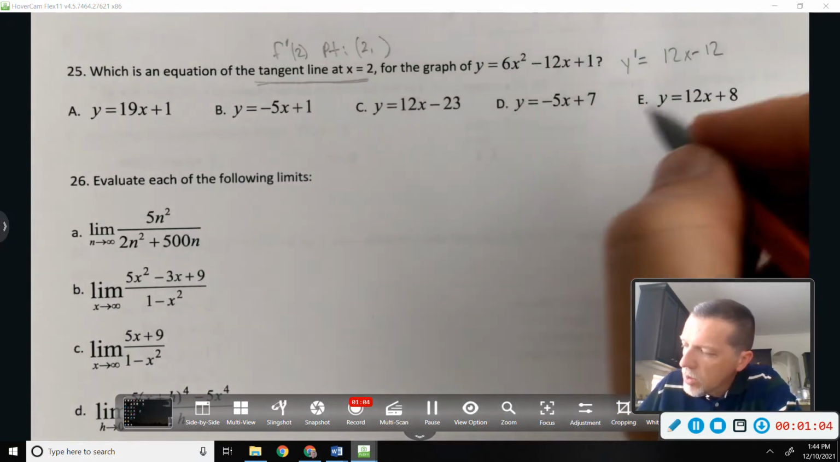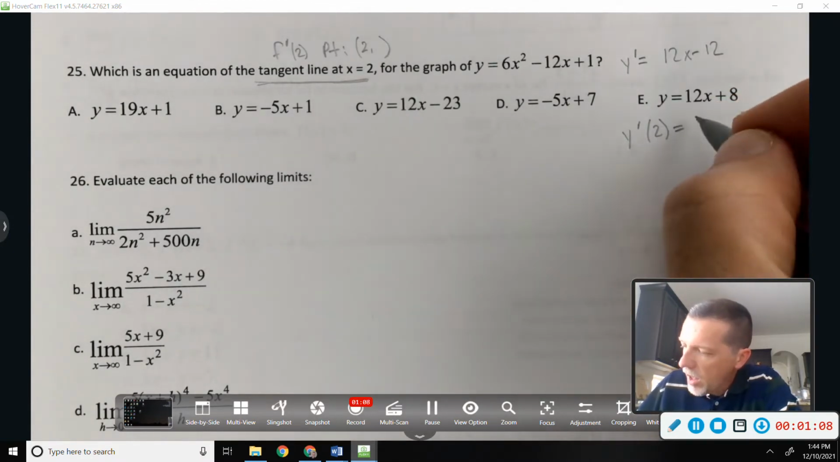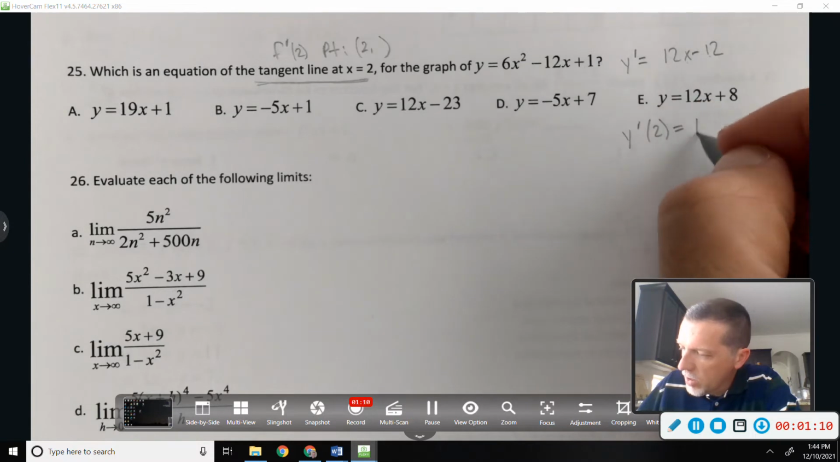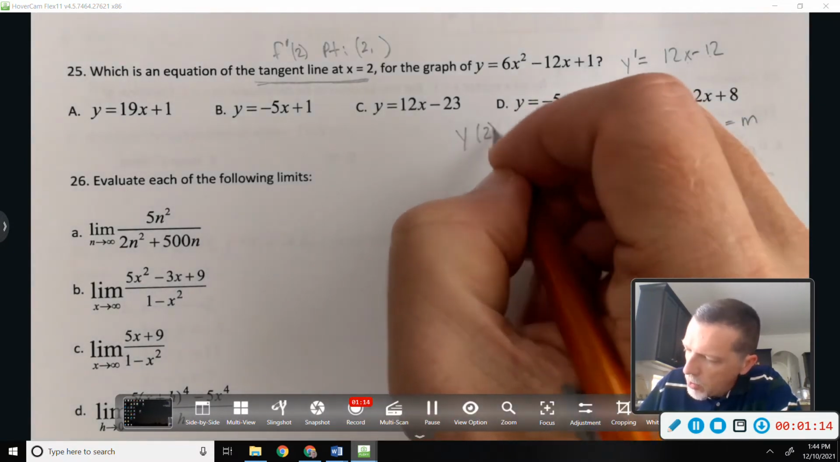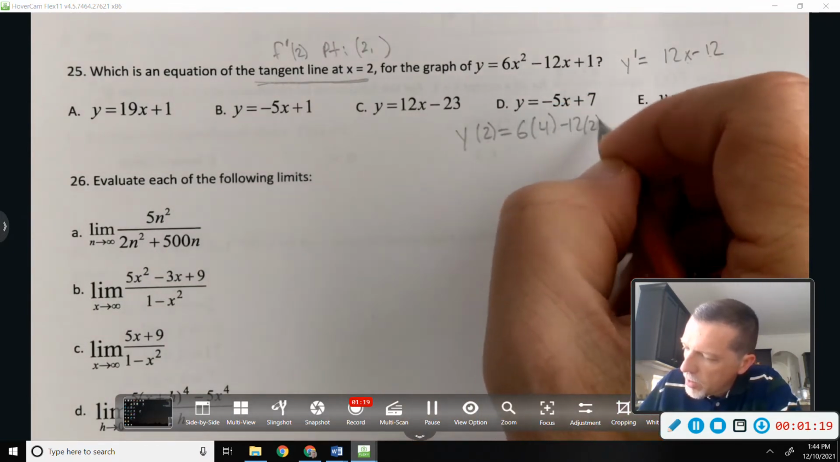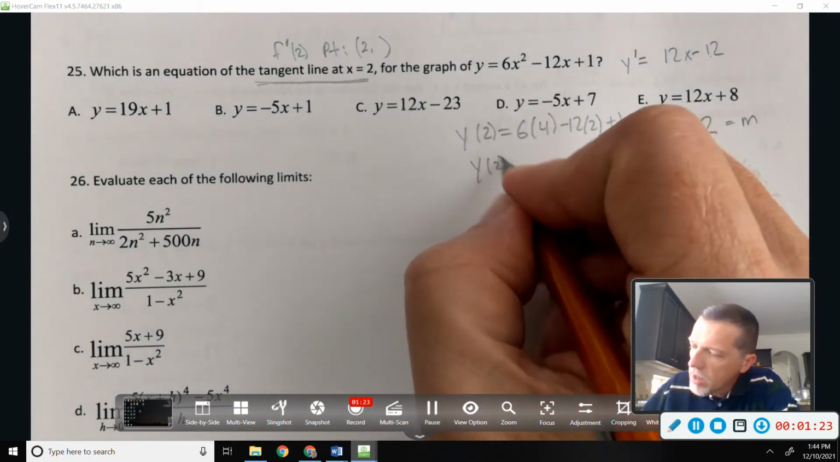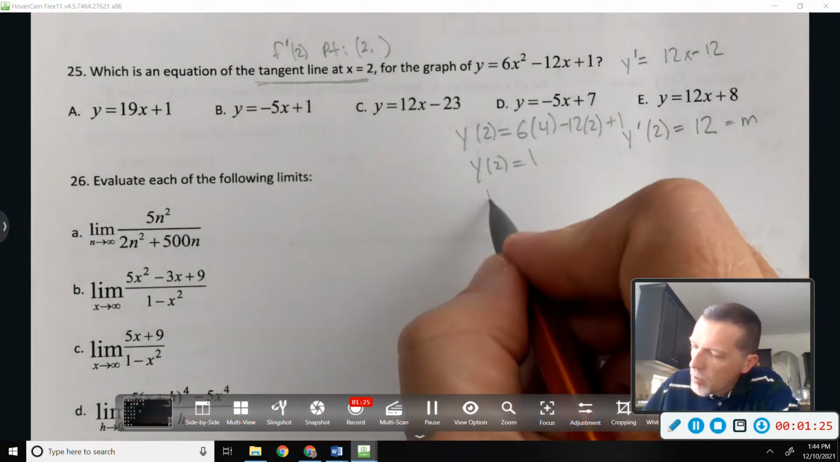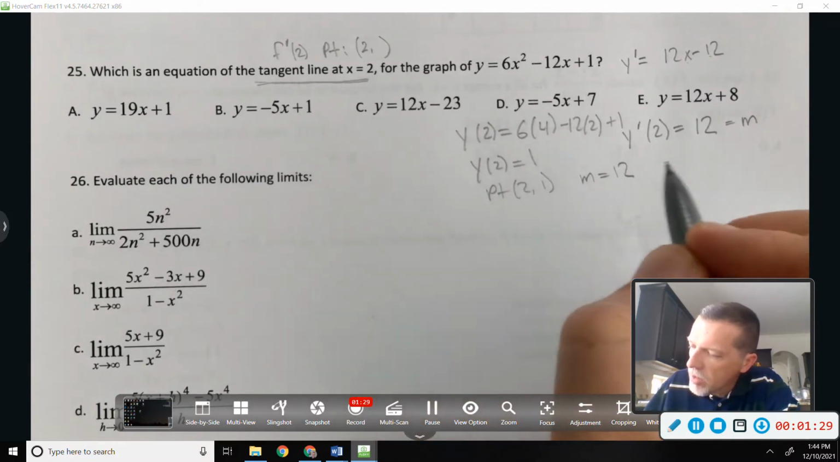12x minus 12 for a derivative. If I plug in 2, I get 24 minus 12 is 12. So there's my slope. I need a point. 6 times 4 minus 12 times 2 plus 1. That was nice of them. So my point is 2, 1, and my slope is 12.